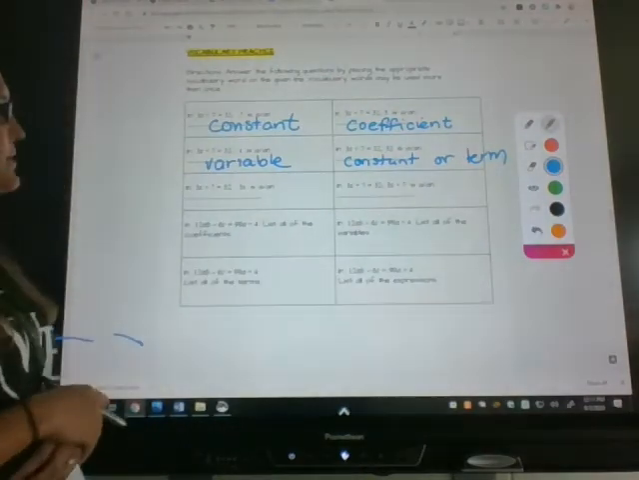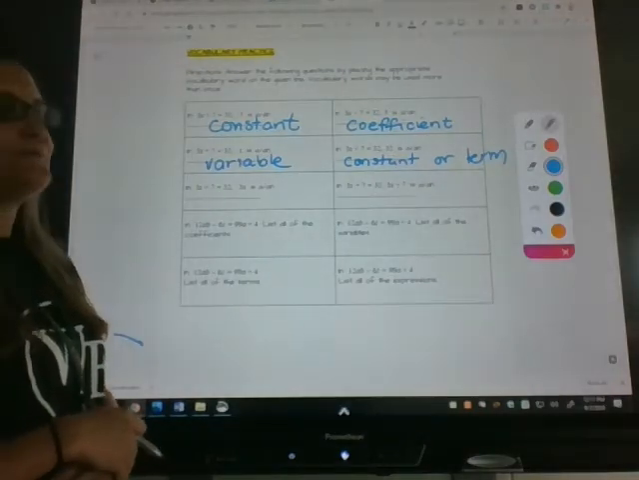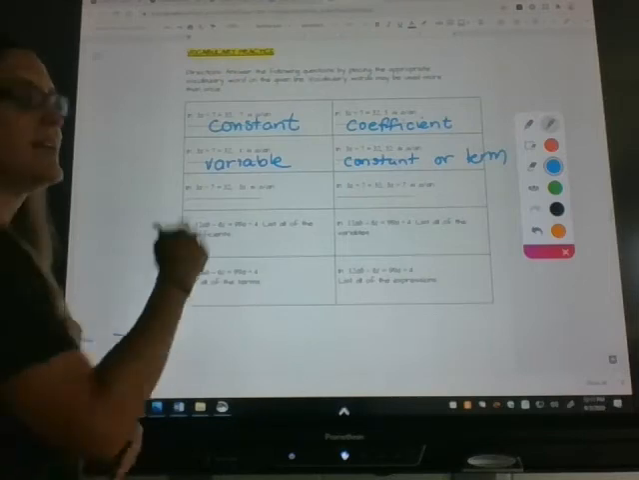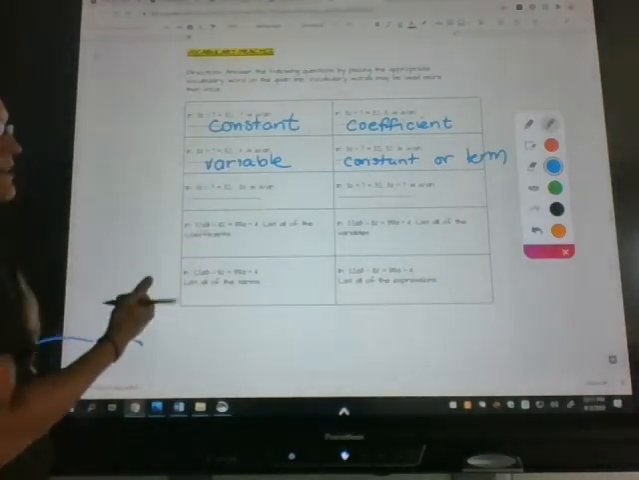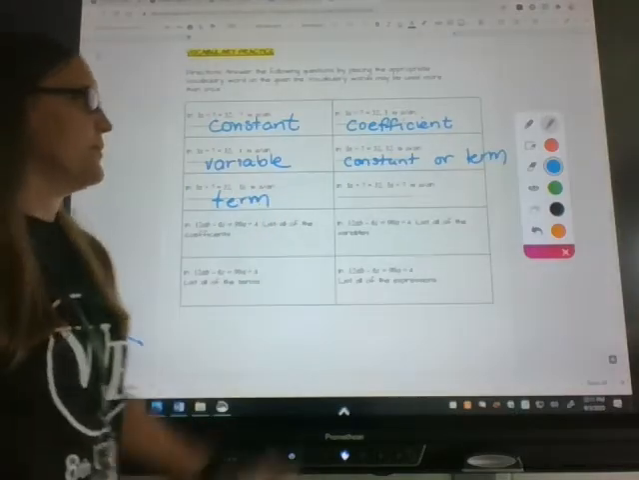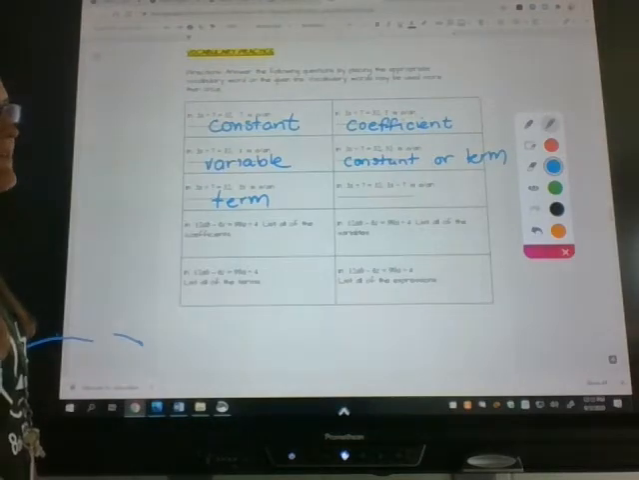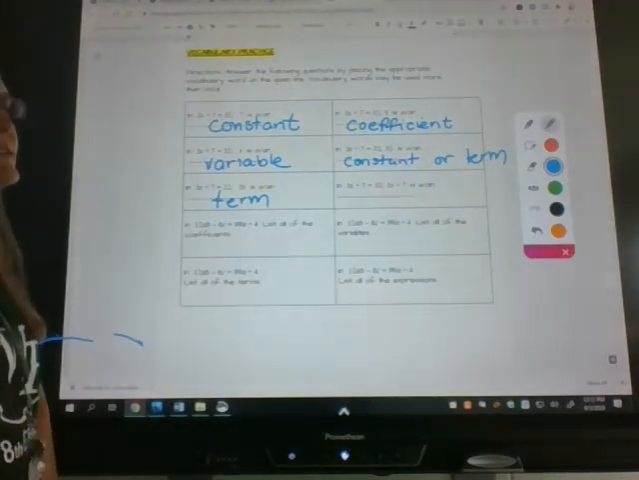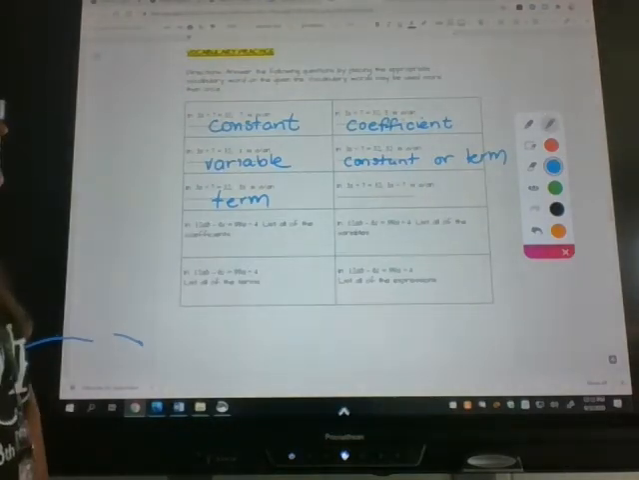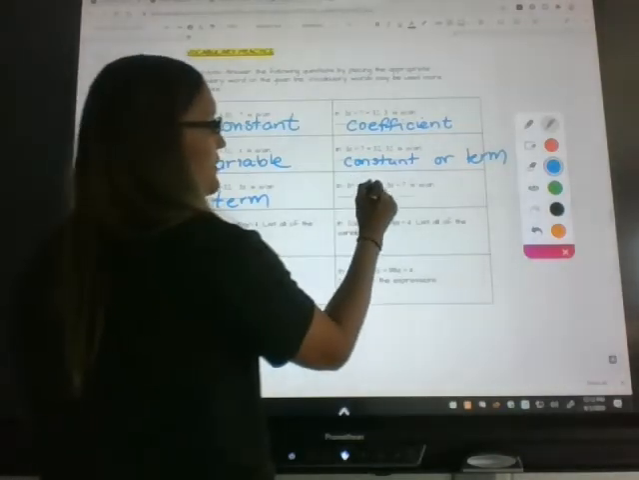Okay, now this one, in 3x plus 7 equals 32, 3x is a blank. Okay, it's a number and a variable being multiplied together, so that is a term. Okay, and now you will answer this one on your own. In 3x plus 7 equals 32, 3x plus 7 is a, okay, hopefully you wrote expression.